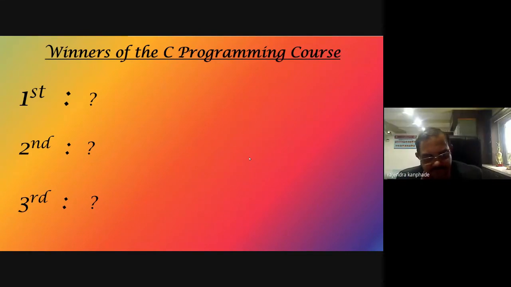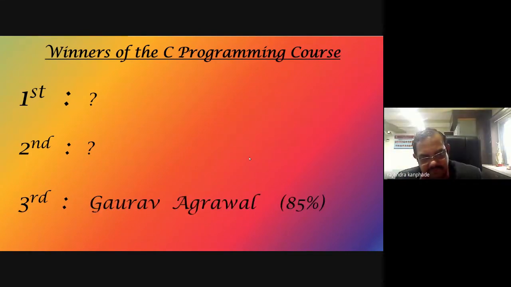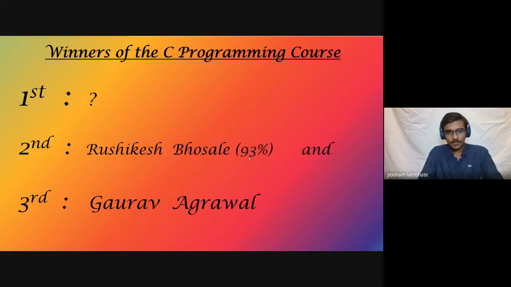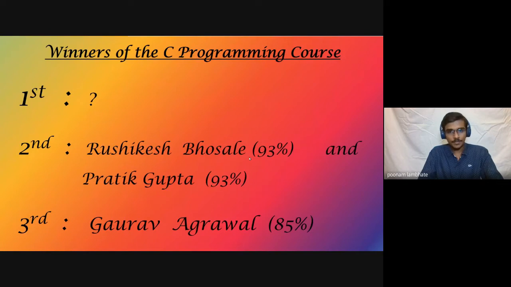At the third position, we have Gaurav Agarwal, who has scored 85% in the assessment. In the second position, we have a tie between two persons. The first is Rishikesh Bhosle, who has scored 93% in the assessment. Along with him, we have Pratik Gupta, who has also scored 93% in the assessment.